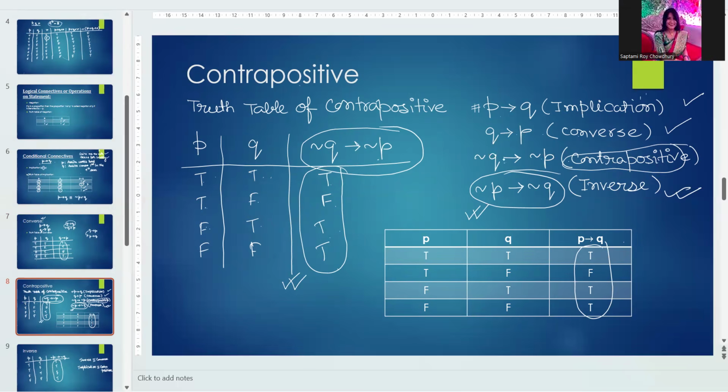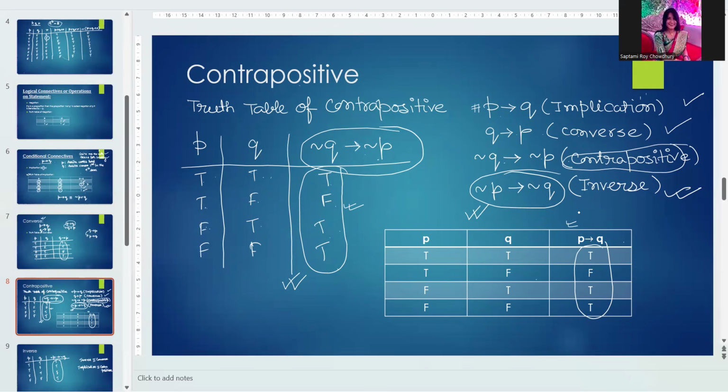Contrapositive means not Q implies not P. Here we write down not Q implies not P. First, you have to write down another two columns, that is not P, not Q. Then you can find it out. And look at that, P implies Q and not Q implies not P. Both of these tables are the same. In a later slide, you will see that we call it a logical equivalence.